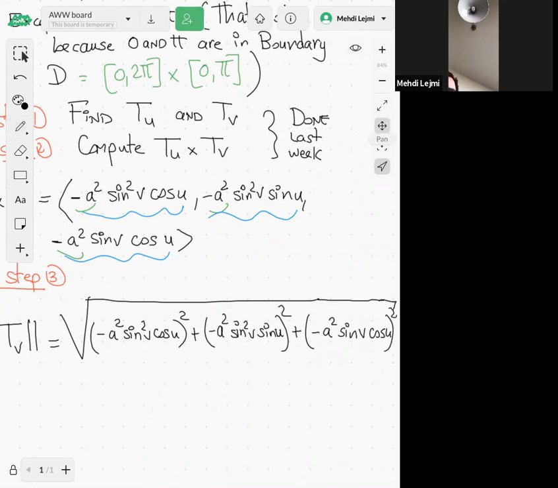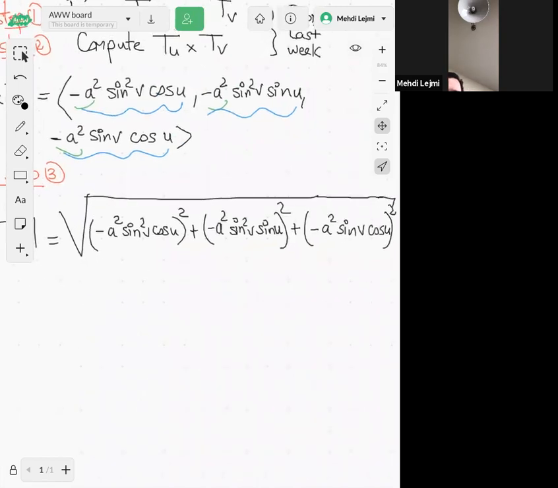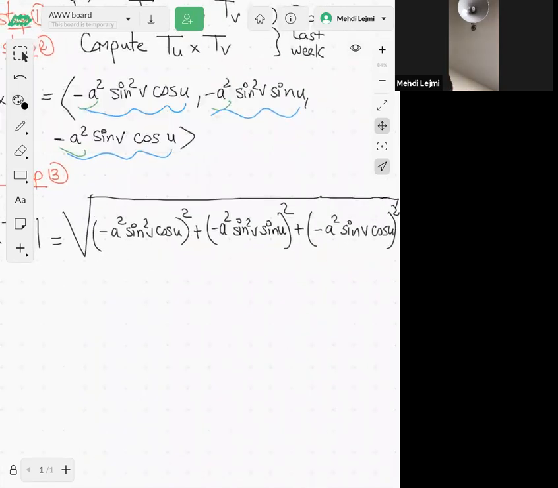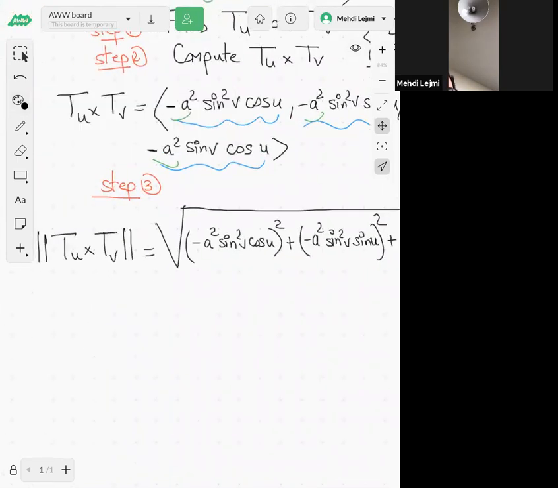Now, if you compute this, guys, you're going to use the trig identity, cosine square plus sine square equals 1. After probably 2 steps, using sine square plus cosine square equals 1, you end up with just a square sine of v.